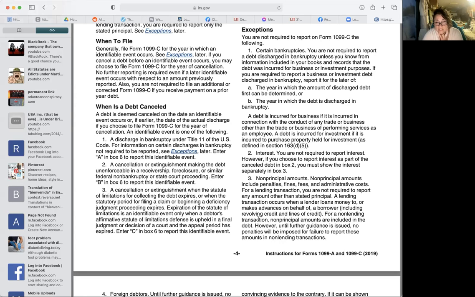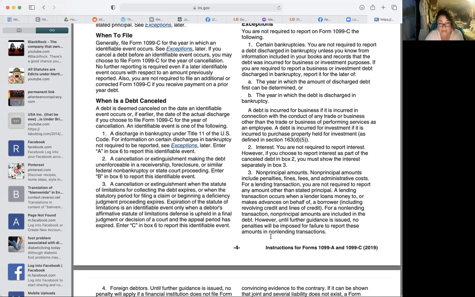For a non-lending transaction, non-principal amounts are included in the debt. However, until further guidance is issued, do I sound like Charlie Brown's teacher? Because nobody is understanding any of this stuff. No penalties will be imposed for failure to report these amounts in non-lending transactions. Well, they didn't really lend me anything, so I guess I won't be having any penalties imposed, but then I want my money. I'm just saying.